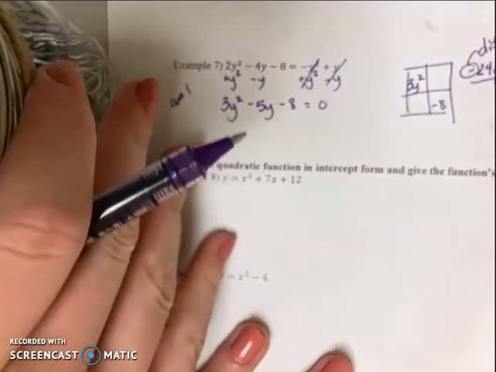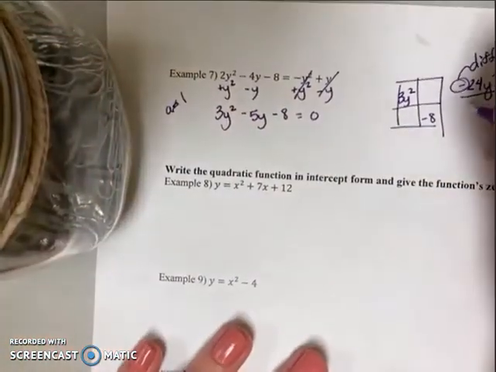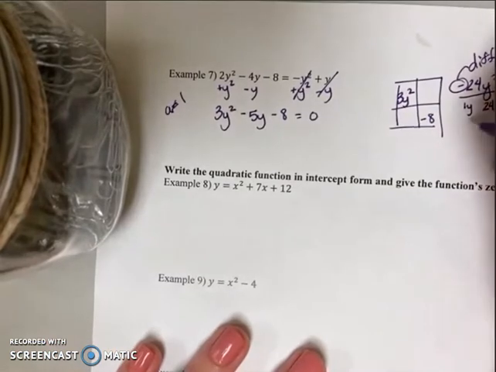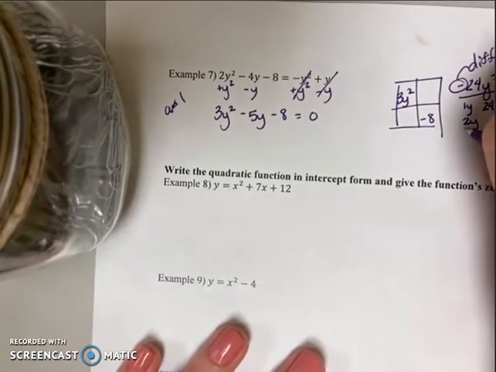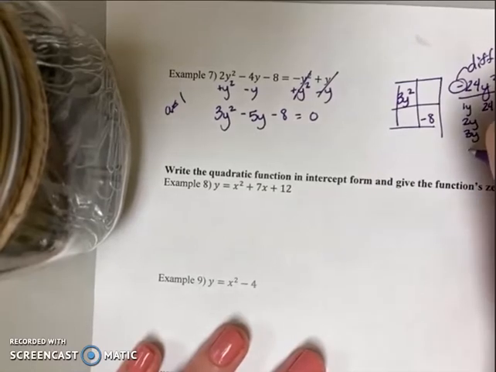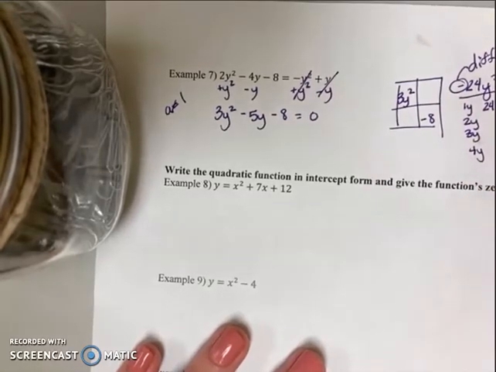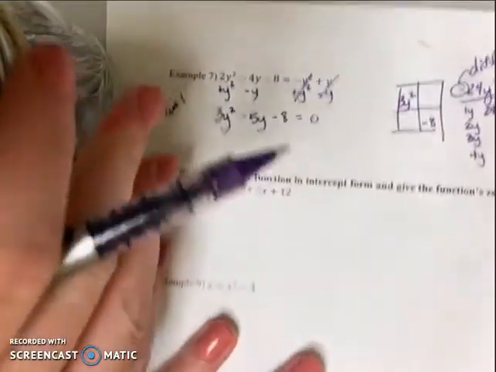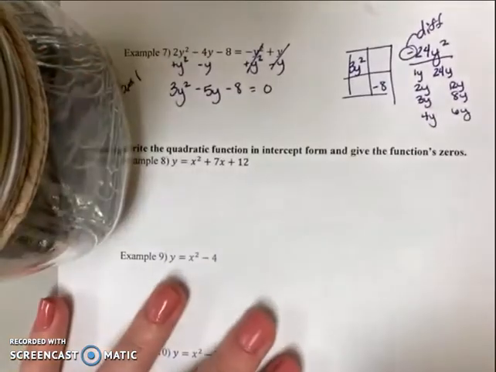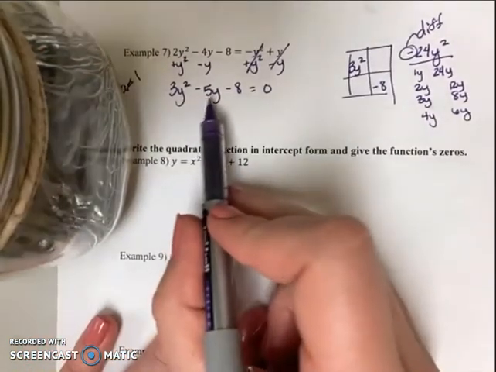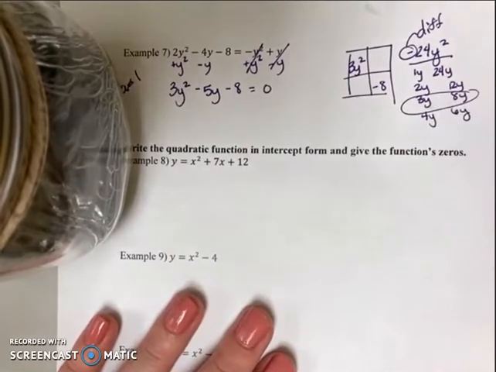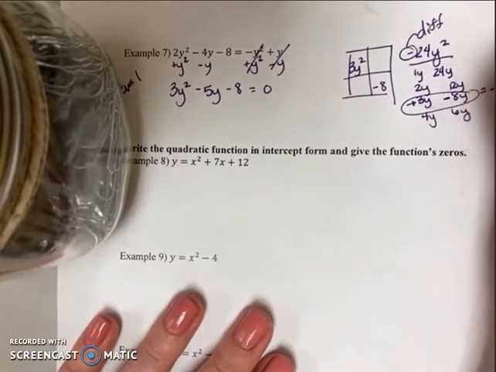I can list out all of the factors of 24. That's 1y, 24y, 2y, 12y, 3y, 8y, 4y, 6y. Using different signs, I need to get the middle term of negative 5y. Negative 5y, that would be the 3 and the 8, where the 8 must be negative and the 3 must be positive, because again, I want a negative 5y.